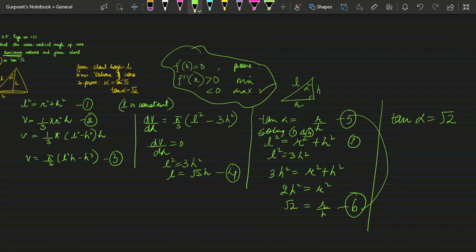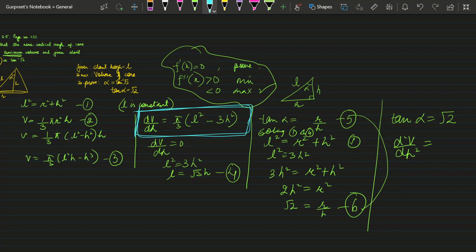But I have still not maximized the volume. To maximize, you have to differentiate it again, so d2V upon dh square, the double derivative. The first derivative was done over here, in this blue box. So I am doing the second derivative now.